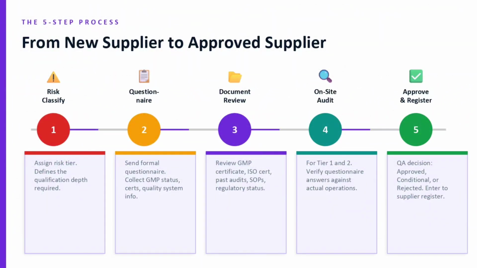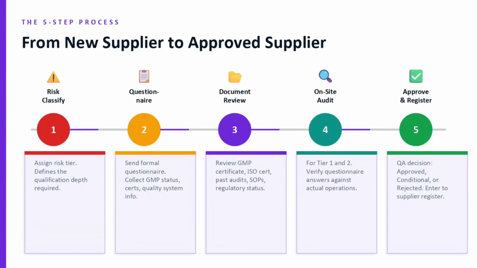The qualification process follows 5 clear steps. Step 1 is risk classification. Before anything else, you assign the supplier to a risk tier as we just discussed. This determines everything that follows. Step 2 is the questionnaire. You send a formal supplier questionnaire. This is a structured document that collects information about the supplier's GMP status, regulatory certifications, quality management system, manufacturing processes, and key personnel. We will look at the questionnaire content in more detail on the next slide.